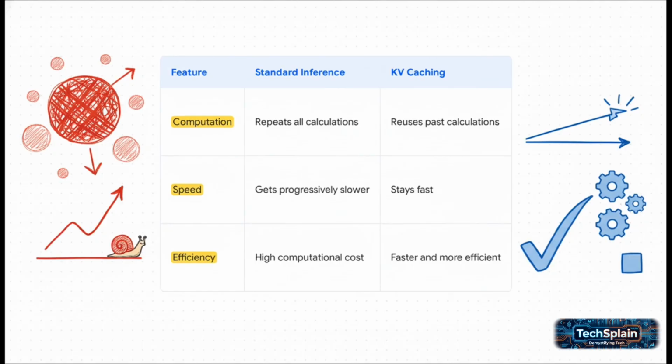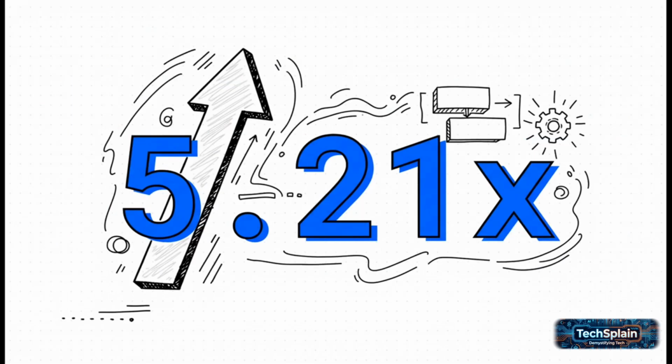And wow, when you put them side by side like this, the difference is night and day. Without caching, the model just gets more and more bogged down as the text gets longer. But with KV caching, it stays snappy and fast because the amount of new work it has to do with each step is tiny. And we're not talking about a small improvement here. In one benchmark, just using KV caching made the whole process over 5 times faster. That is a massive, massive leap in performance.